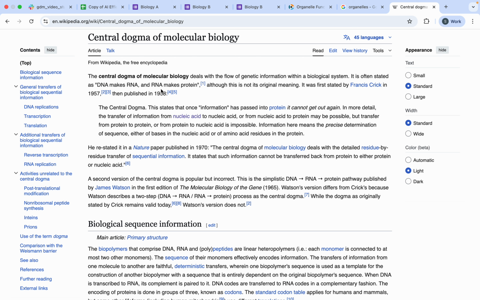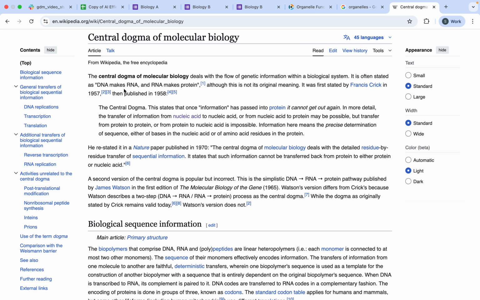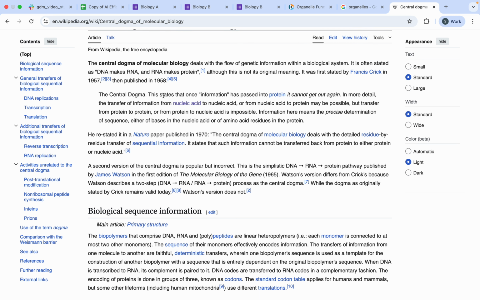The central dogma of molecular biology deals with the flow of genetic information within the biological system. It is often stated as DNA makes RNA and RNA makes protein. Although this is not its original meaning, it was first stated by Francis Crick in 1957. This central dogma states that once information has passed into protein, it cannot get out again.